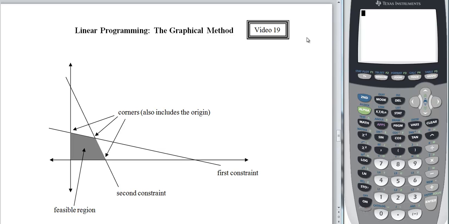Now we're going to look at linear programming, the graphical method. The picture that you see should look familiar. This is what we have been doing, where we have been graphing linear inequalities, and we've been finding the feasible region and the corners.